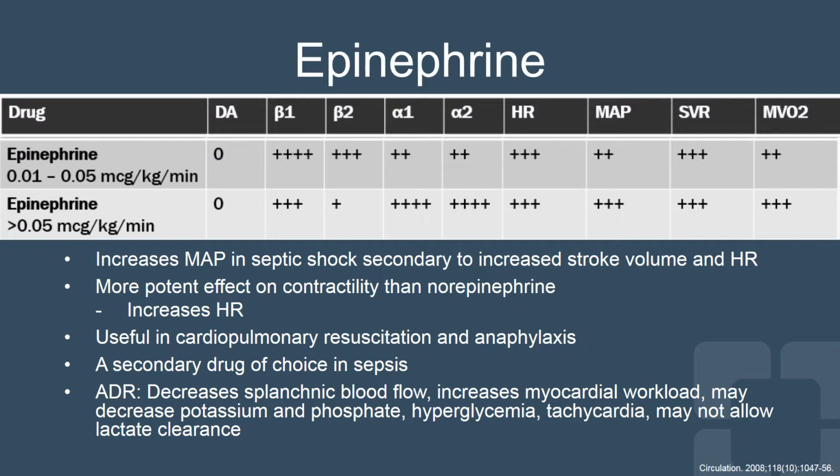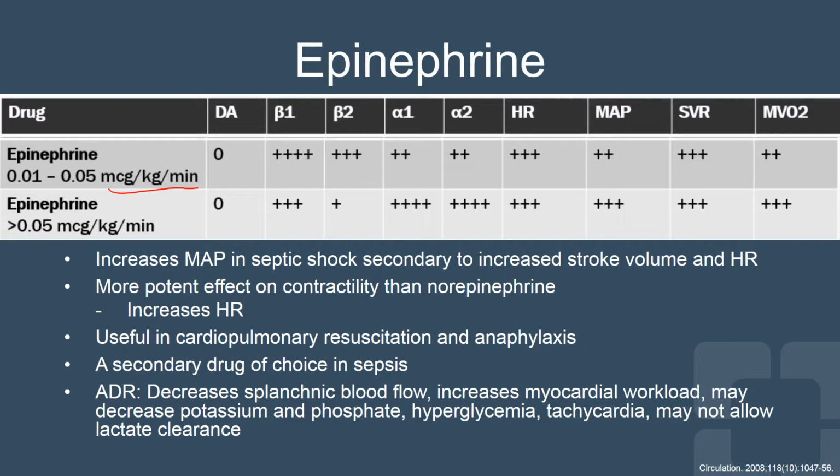Now, keep in mind here that this is dose-dependent in mics per kilo per minute. Though here we do not dose based on mics per kilo per minute. We do dose our epinephrine based on mics per minute. So we typically will not see the dose-dependent properties in this first line here with the 0.01 to 0.05 mics per kilo per minute. With most of the doses that we will be seeing in our patients, we will probably be seeing more of what's going on in the second line here. But I did want to include this just to keep you guys aware.